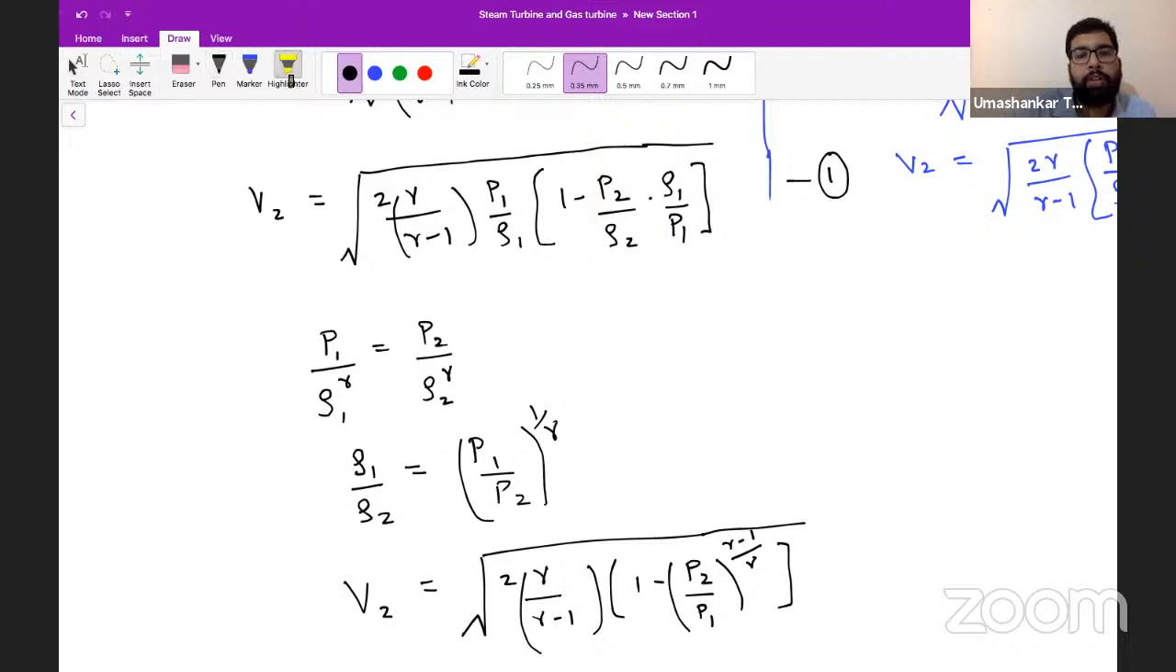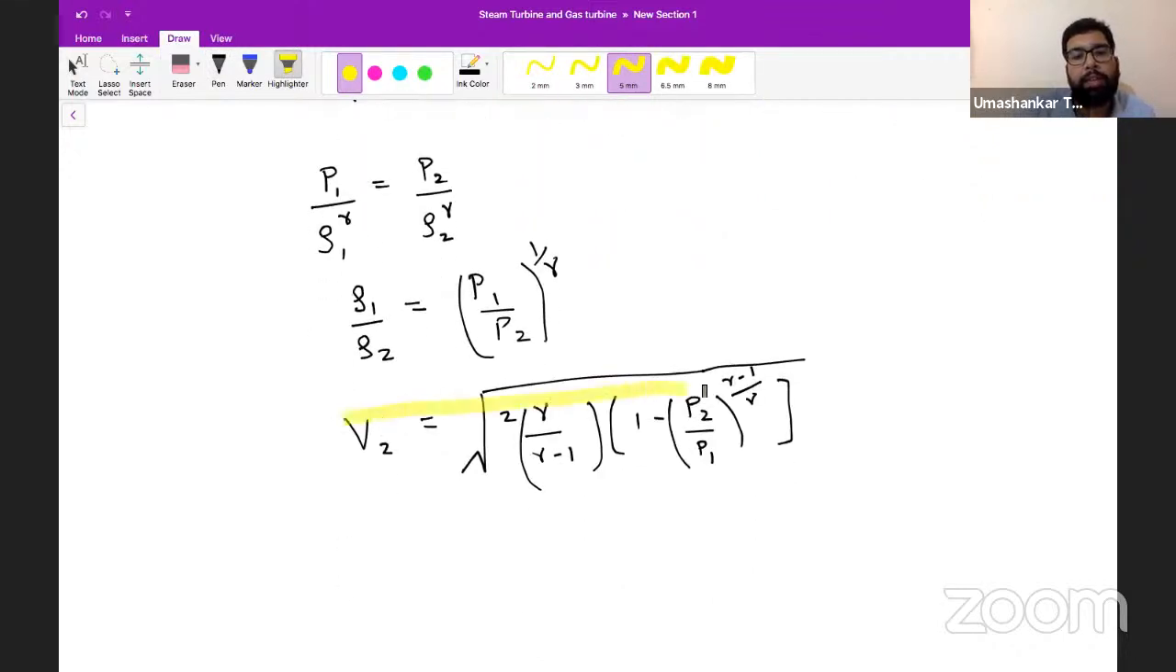So our equation will be developed like this. I am highlighting it because we have developed the velocity at exit of a converging nozzle in terms of pressure ratio.